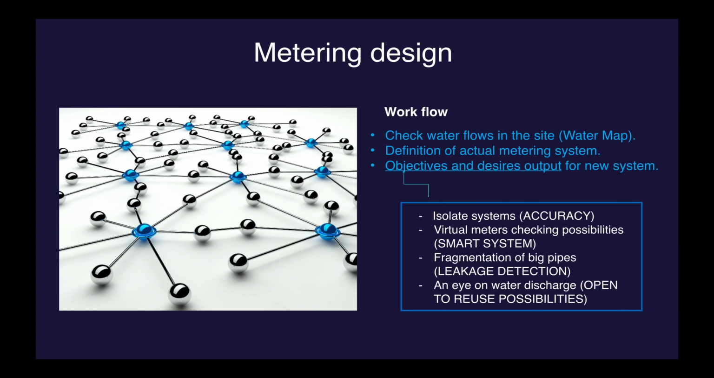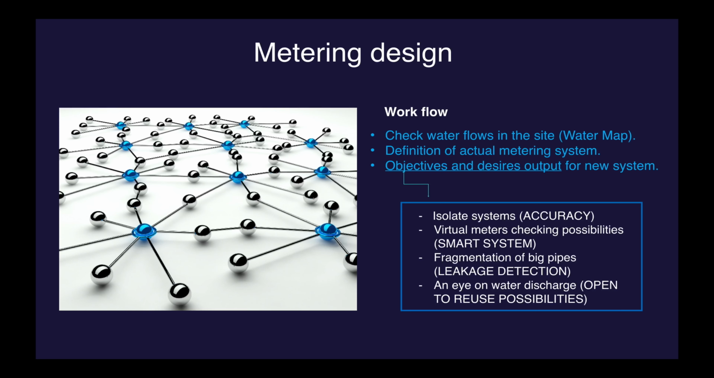To do it, we are concerned about accuracy, so it's good to isolate the system. We are also concerned about smart systems, so it's not just putting plenty of meters in the network, but checking which ones could be virtual meters to do some calculations and have the information needed. Leakage detection is also important, so we have to fragment the big pipes in this methodology.